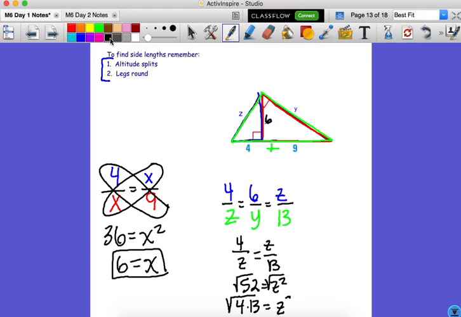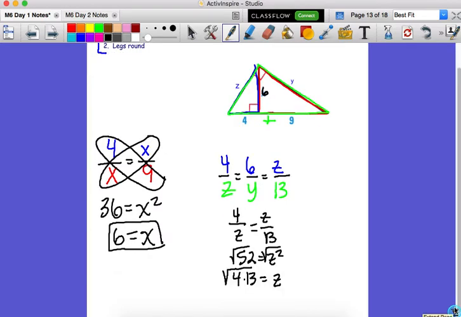And at this point, my square root of 4 becomes 2. So I'm going to scoot this down just a little bit here. So I've got the square root of 4, square root of 13. Square root of 4 is 2. So 2 square roots of 13 is my z value.